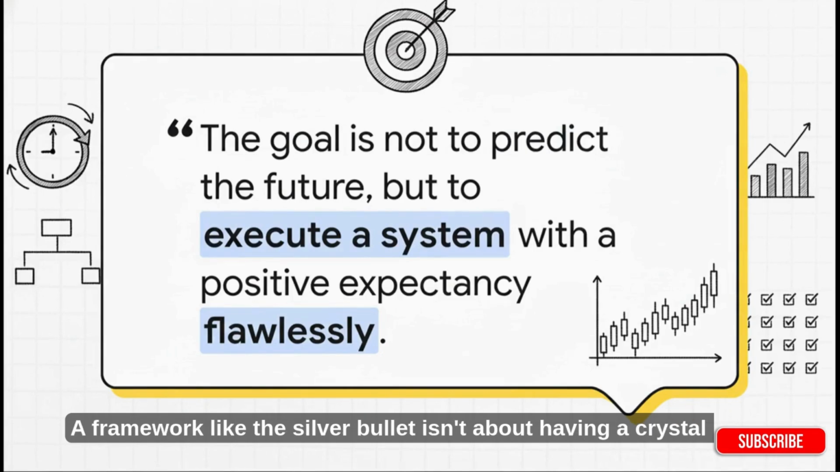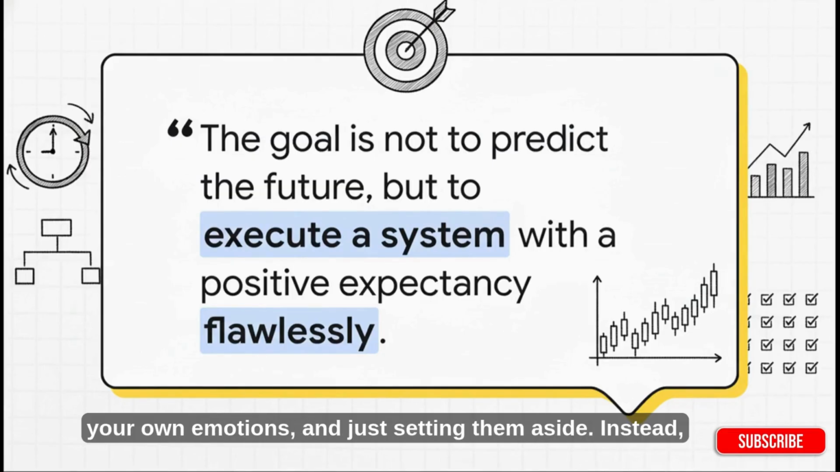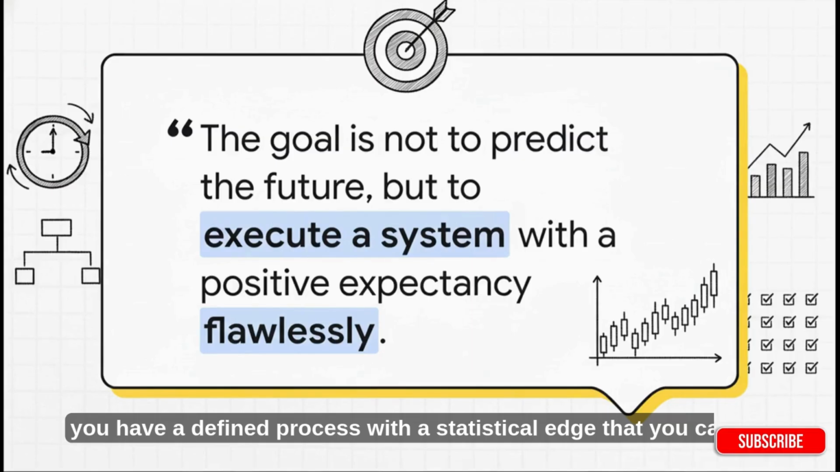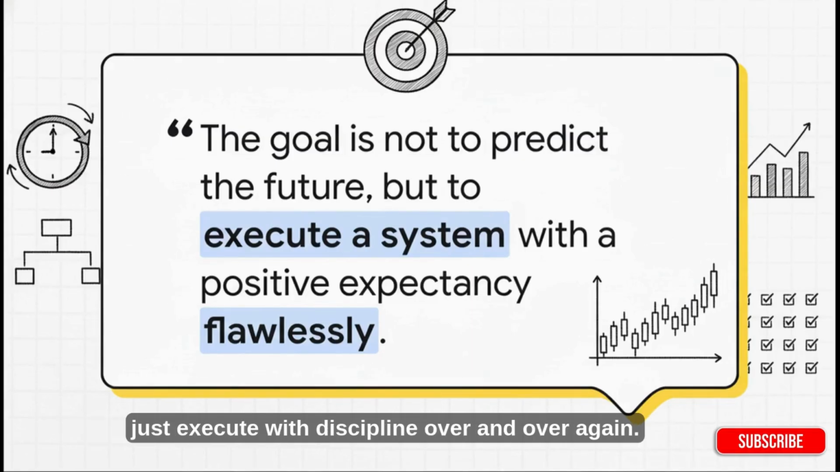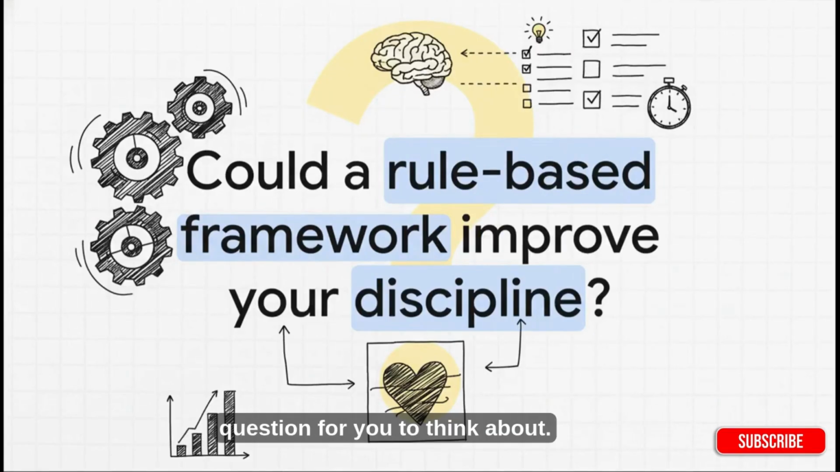A framework like the silver bullet isn't about having a crystal ball or predicting the future. It's about taking your own opinions, your own emotions, and just setting them aside. Instead, you have a defined process with a statistical edge that you can just execute with discipline, over and over again. And that really brings us to a final and I think critical question for you to think about.